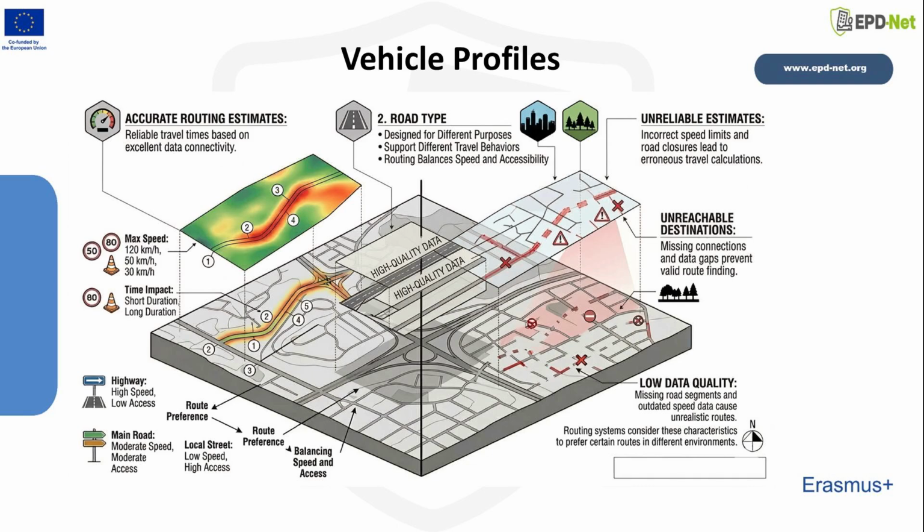Vehicle profiles are essential for producing realistic routing results. The same route may be optimal for a car but unsuitable or even illegal for a truck. By applying appropriate vehicle profiles, GIS-based routing ensures that calculated routes align with real-world transportation rules and conditions.